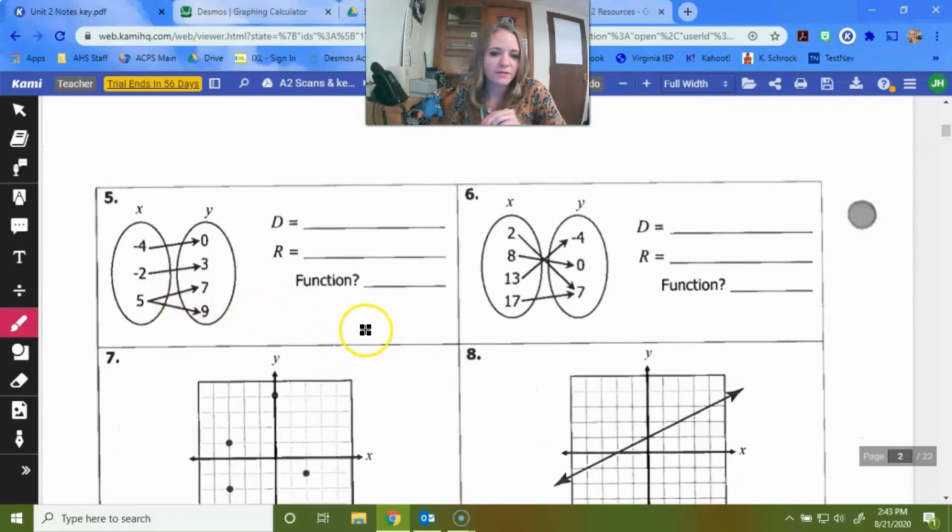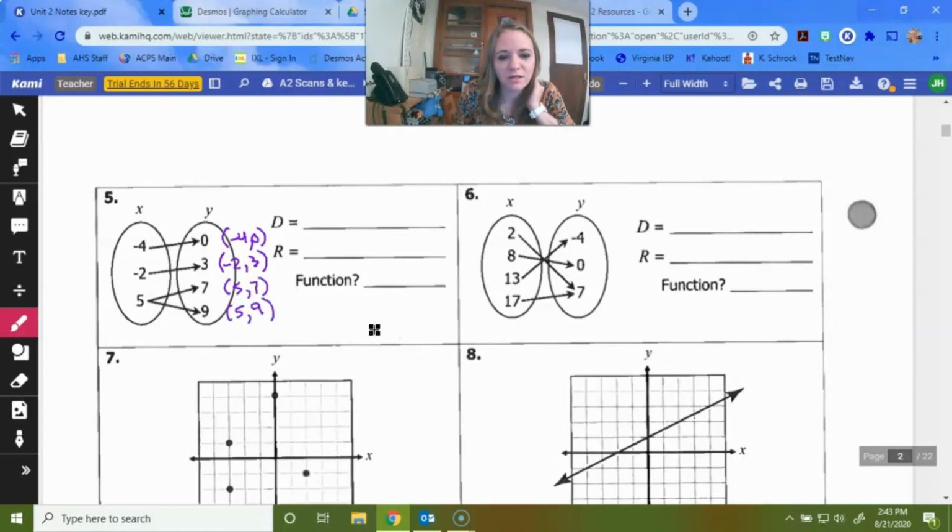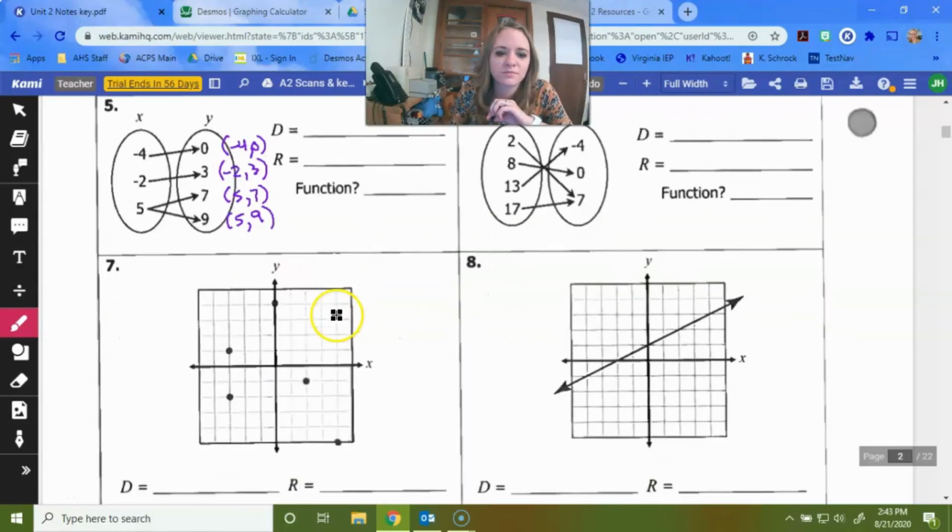Okay, let's look at one like number 5 just to get you started. Every arrow is a relationship. So this is really a coordinate of (-4, 0). They just use this notation picture. So (-4, 0), (2, 3). So these are coordinates, (5, 7) and (5, 9). And then you just fill in domain and range like the previous ones.